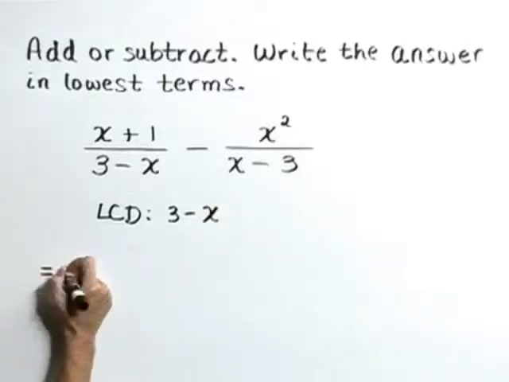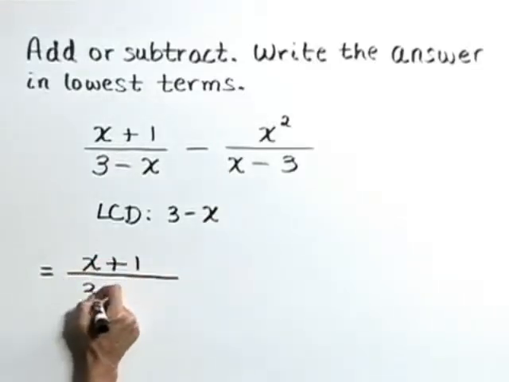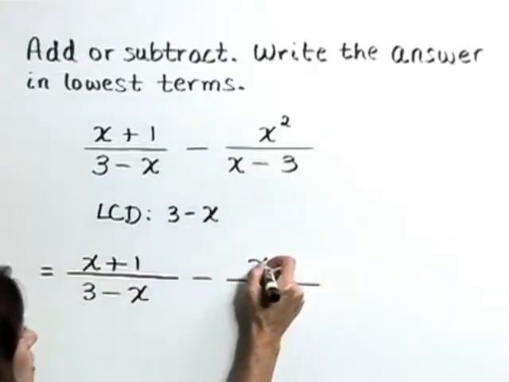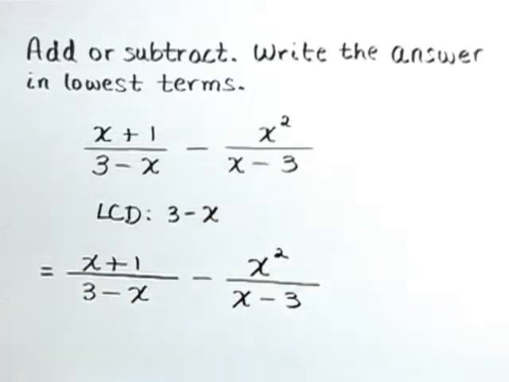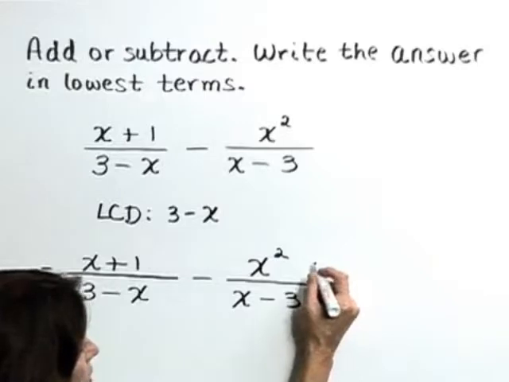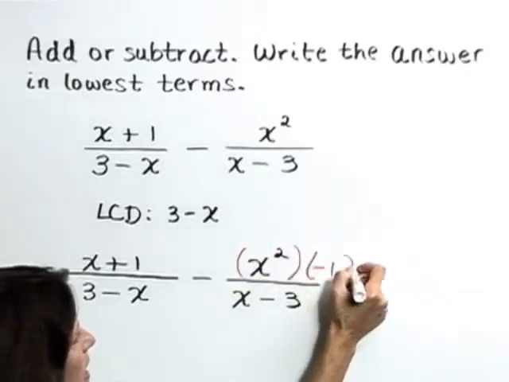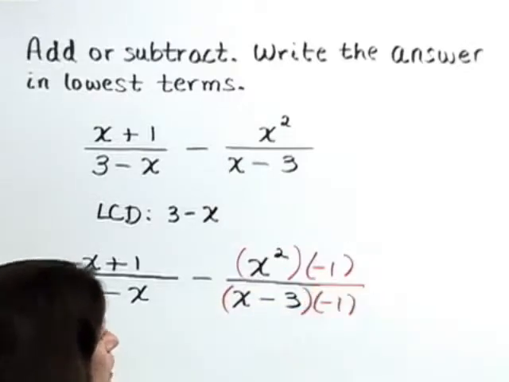Here we go. Let's leave the first fraction alone, x plus 1 over 3 minus x. Now with our second fraction, x squared over x minus 3, in order to change the signs of the denominator, I'm going to multiply both the numerator and denominator by a negative 1. So the numerator times negative 1 and the denominator times a negative 1 as well.